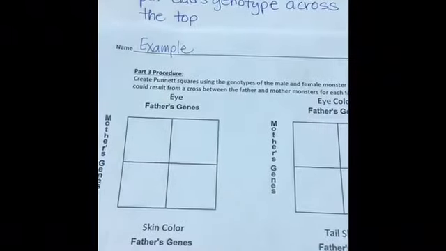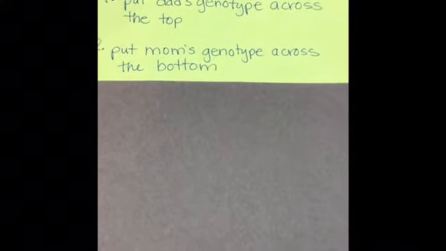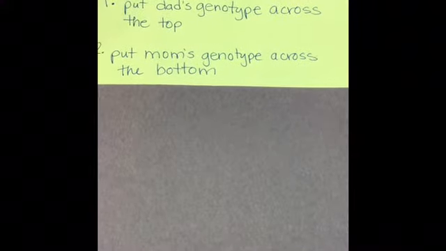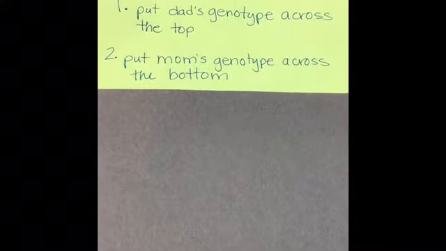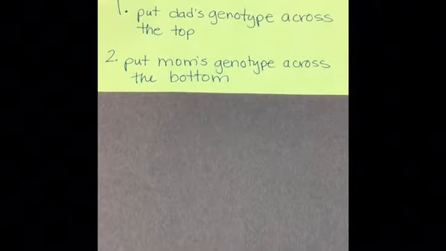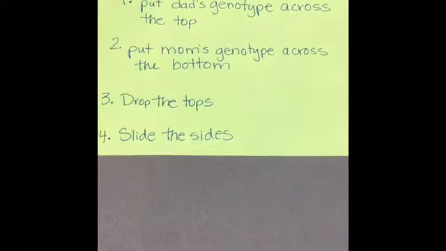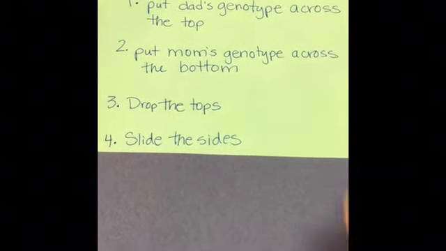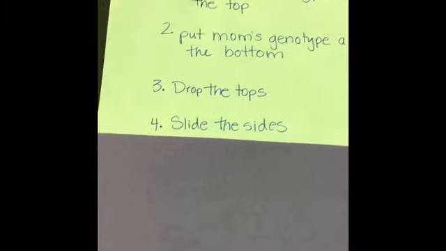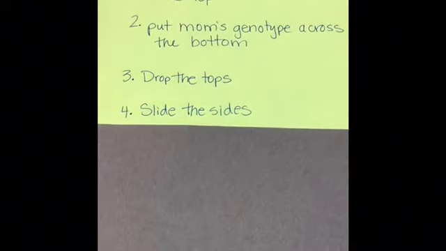First thing you need to do is put the dad's genotype across the Punnett square paper that we are going to hand out to you. You're going to put mom's genotype across the bottom. Once you have mom and dad's genotypes on the Punnett square, you're going to drop the tops and slide the sides. Make sure you're dropping and sliding so each box has 2 letters in it.